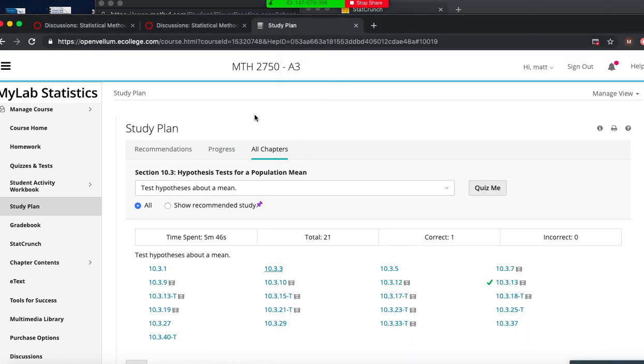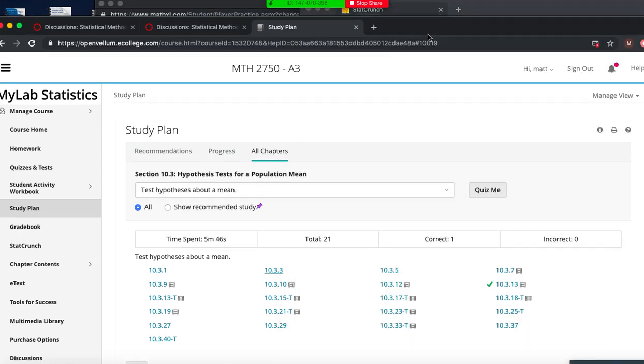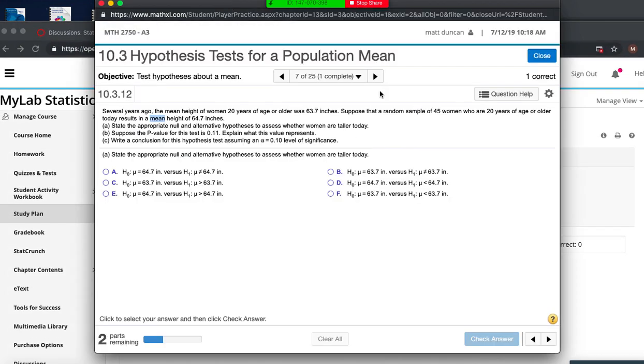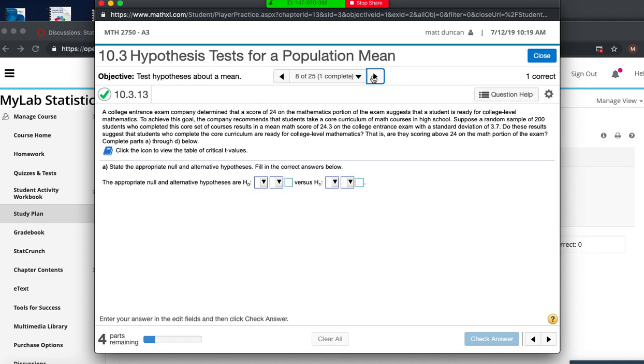I can show you an example of each type if you want to do that. So like for this one, it's saying several years ago, the mean height was 67.3. We're curious if, well, that already gives us the p-value. Let's have one that doesn't give us a p-value. Okay, here we go. So I'll give you a second to read that, wrap your head around the context.